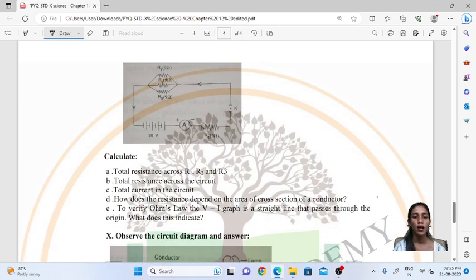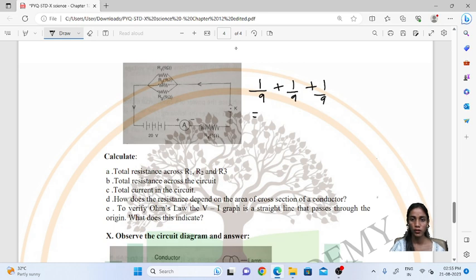Now here also it is the same thing. You have to first find out the resistance in R1, R2 and R3. So how will you find it? This will be 1 upon 9 plus 1 upon 9 plus 1 upon 9, because they are in parallel connection.